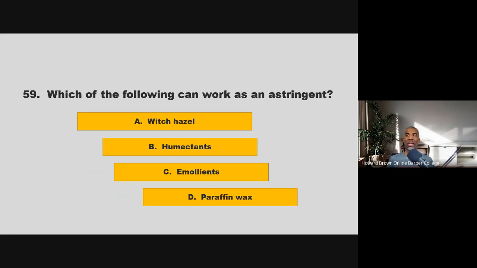Which of the following can work as an astringent? Is it witch hazel, humectants, emollients, paraffin wax? If you chose A, witch hazel, you are correct.